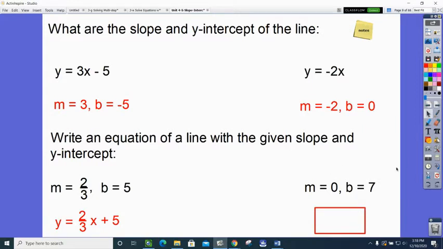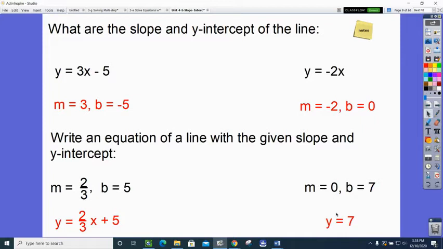And how about this one? A little bit interesting over here. So did you get the fact that it's going to be y equals 0x, and 0 times x makes the x disappear because 0 times anything is 0. And 0 plus 7 is 7. So this, with a slope of 0, is a horizontal line. It's the floor. There is no slope, so it's a flat horizontal line.